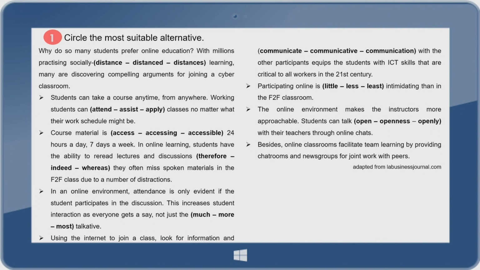Now, I'm sure you have done it right. Let's check together. Why do so many students prefer online education? With millions practicing socially, after the parentheses, we have the noun form learning. So before the noun, we need an adjective to describe it. As we have an adverb before the parentheses, we are going to use a compound adjective. So, socially distanced learning.